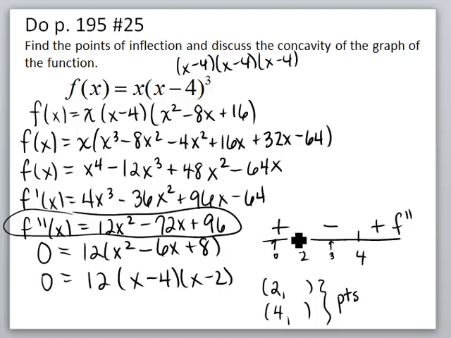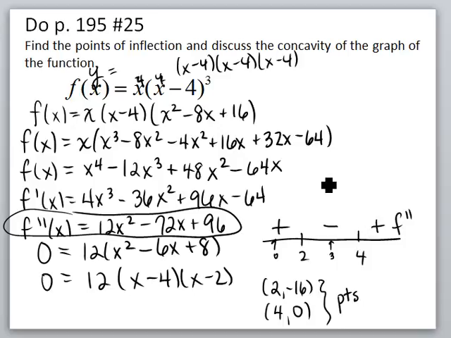So I end up having concavity changing over here at 2. And where do I get my y value? Way back up here at the beginning. So if I plug 2 back in up here, my y equals 2 times 2 minus 4 cubed. 2 minus 4 cubed, that would be negative 2 times negative 2 times negative 2, which is negative 8, times 2, which is negative 16. Plug 4 in up here, and you end up getting 0. So the points of inflection are 2, negative 16, and 4, 0.